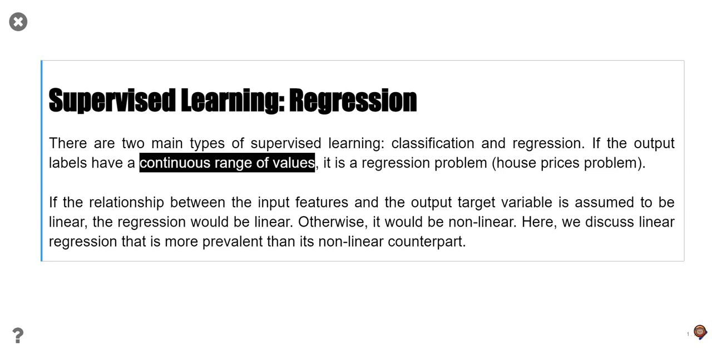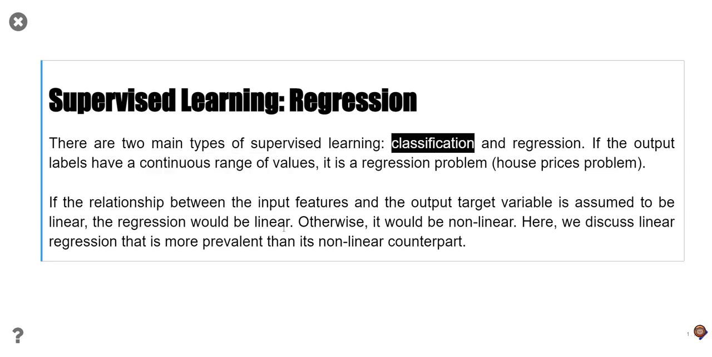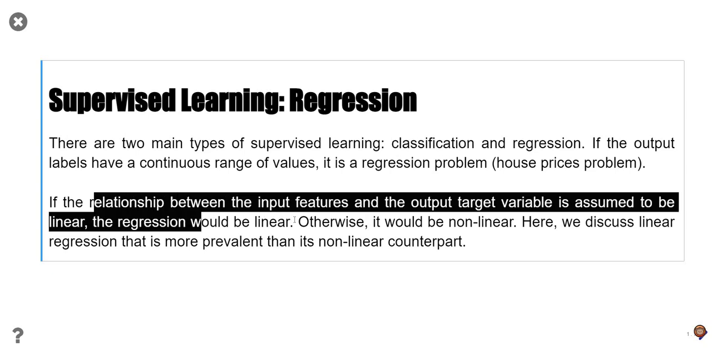So if you are looking at supervised learning, you want to predict something, and the output label has a continuous range of values, then it is regression. Otherwise, if it's categorical, then you'd use classification. If the relationship between the input features and the output target variable is assumed to be linear, then of course the regression line would be linear.